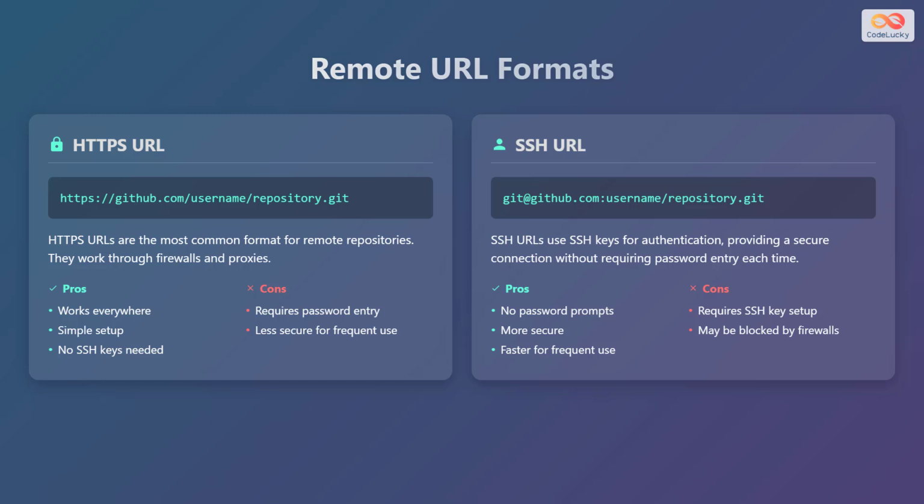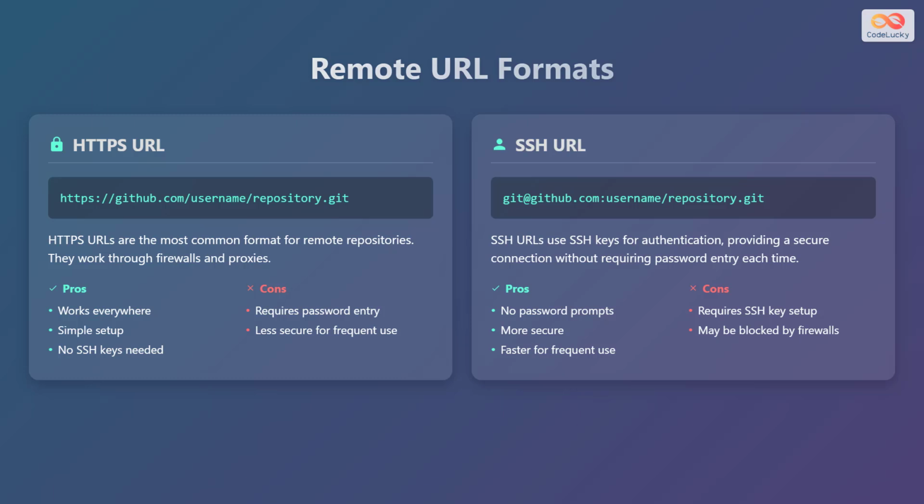When adding a remote repository, you'll need to provide a URL. There are primarily two formats for these URLs: HTTPS and SSH. HTTPS URLs are the most common format for remote repositories. They work through firewalls and proxies, making them accessible in most network environments. An example of an HTTPS URL is https://github.com/username/repository.git. HTTPS URLs are easy to set up and don't require SSH keys.